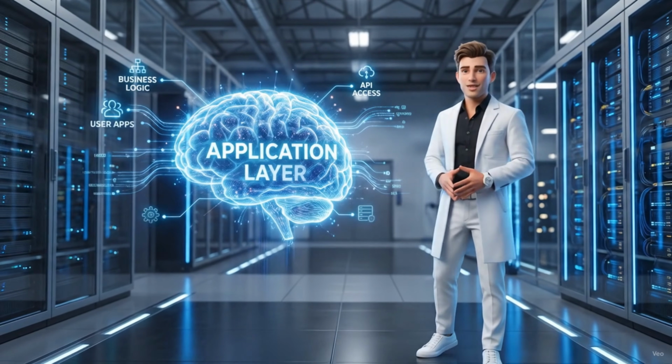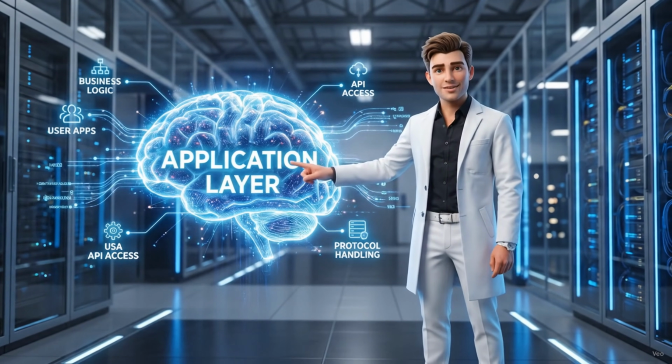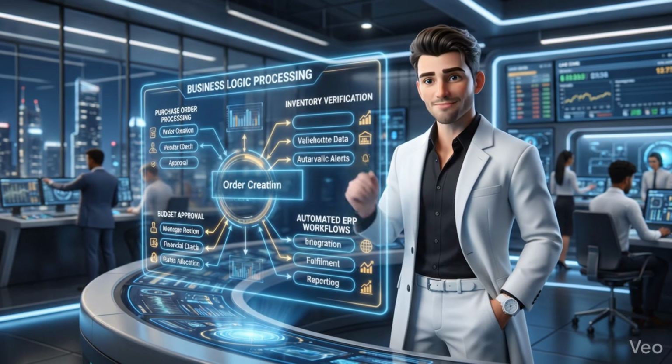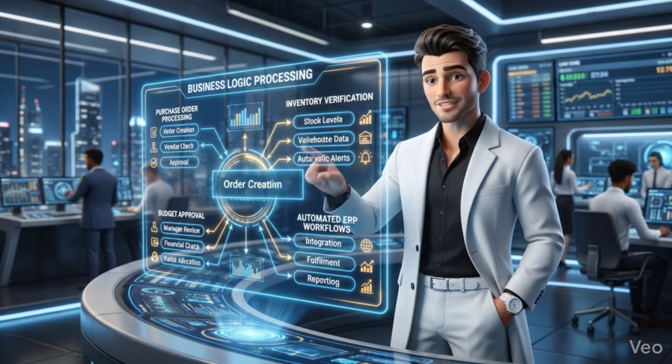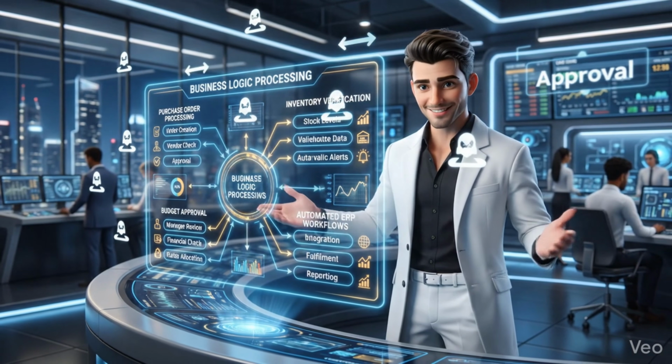The application layer processes all business rules and controls how data is handled inside the system. It checks approvals, validates data, and ensures every business process follows correct rules automatically.